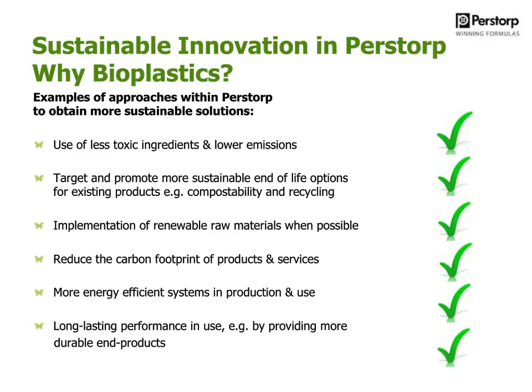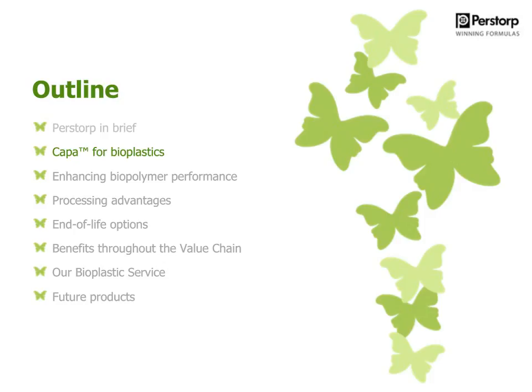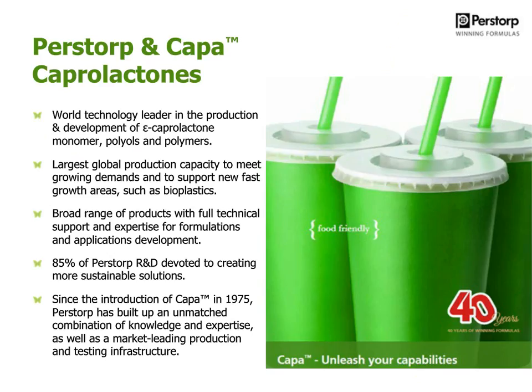And so then we are going to look at the interesting offers we have here and the product line that we can offer you to make the enhancements in your products. We are making Capa or caprolactones, which is the chemistry, and this is based in the UK, where we have the production site and also where we make the monomers, the polyols, and the polymers. And we are the largest global producer of these products.